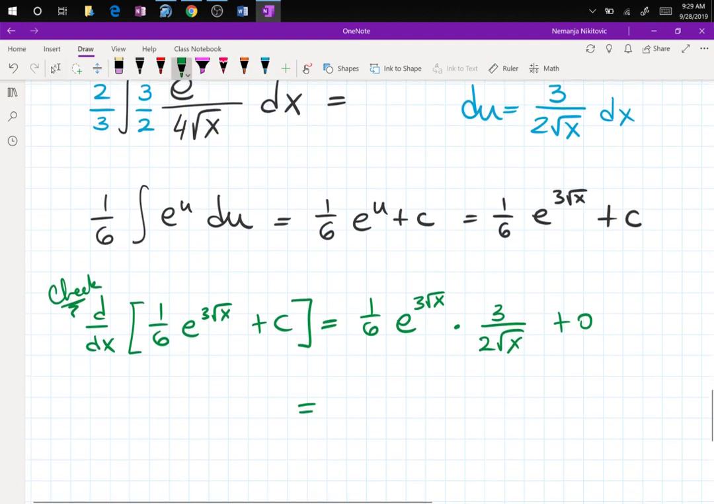So now I have 3 e to the 3 root x over 12 root x. And then when these cancel, we're going to have e to the 3 root x over 4 root x. There we go. Worked out great. That way you got the 1/6.